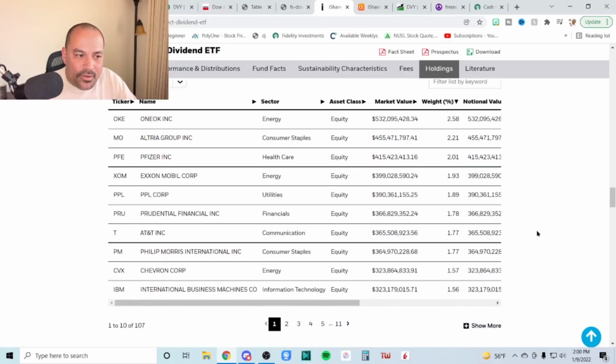Let's take a look at its holdings real quick. The top 10 holdings as of January 7th. OKE, which is energy. Altria Group is a sin stock, essentially. Pfizer is healthcare. ExxonMobil's energy. Peoples Corporation is a utility. Prudential Financial is financials. AT&T, communications. Philip Morris is consumer staples. Chevron Corp is energy. And IBM is technology.